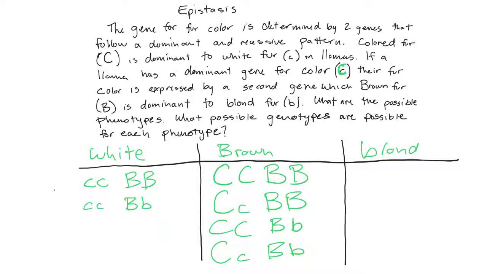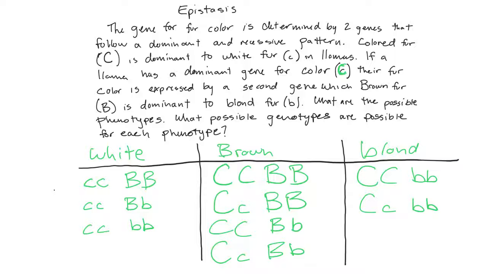All right, and then blonde. Okay, what's the first condition you need to be blonde? You have to have the color gene, right? And then what's the second condition? Little b, right? So you can be big C, or big C, little b, little b. Oh, we missed one. You can also be that and be white, right?